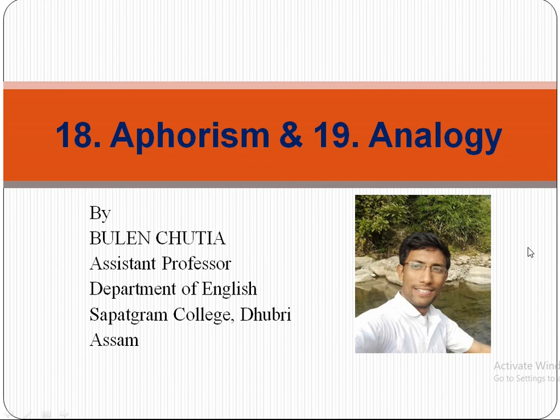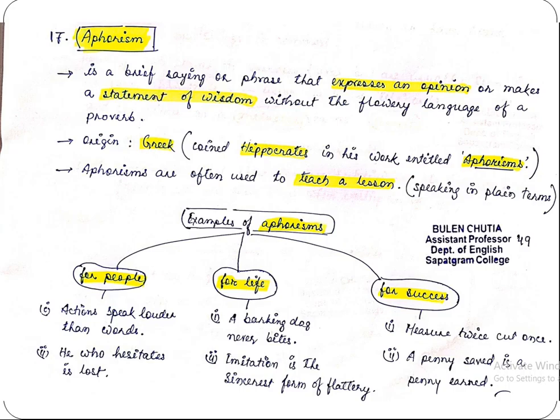Aphorism is a brief saying or phrase that expresses an opinion or makes a statement of wisdom without the flowery language of a proverb. Try to focus on where I have highlighted. The origin of this word is Greek, and this term was coined by Hippocrates in his work entitled Aphorisms. Aphorisms are often used to teach a lesson, speaking in plain terms.